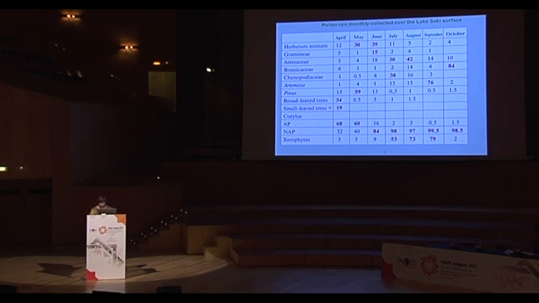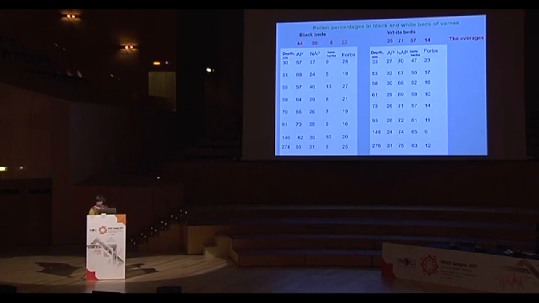And then we compare this data with pollen analysis of individual lamina, of black lamina and white lamina. Here you see averages. For black beds, we have predominance of arboreal pollen. For white beds, predominance of non-arboreal pollen. And pollen of xeric herbs is much higher in white beds. So indeed, it shows that the white beds are summer evaporites and black beds were deposited during the wet seasons.